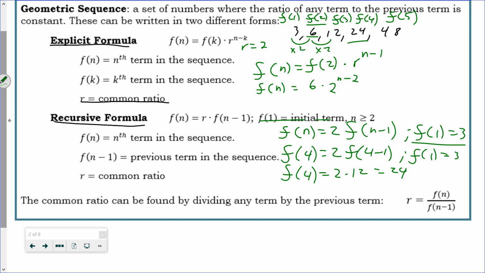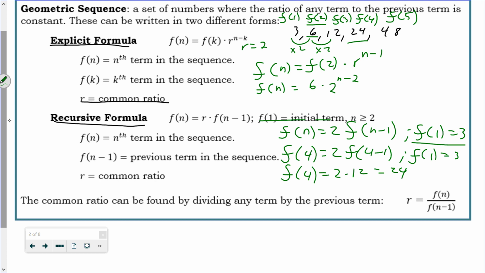Because it's 2 times the term right before it, right? So remember our sequence here is you multiply by 2 each time, right? So the recursive formula is basically just saying, well, how do you go from one term to the next? You multiply it by 2, right? That's all it's saying. To find f of 4, you multiply 2 with the term right before it, f of 3. So you multiply by 2 to get to the next term. That's what recursive means. It depends on what's happening before.